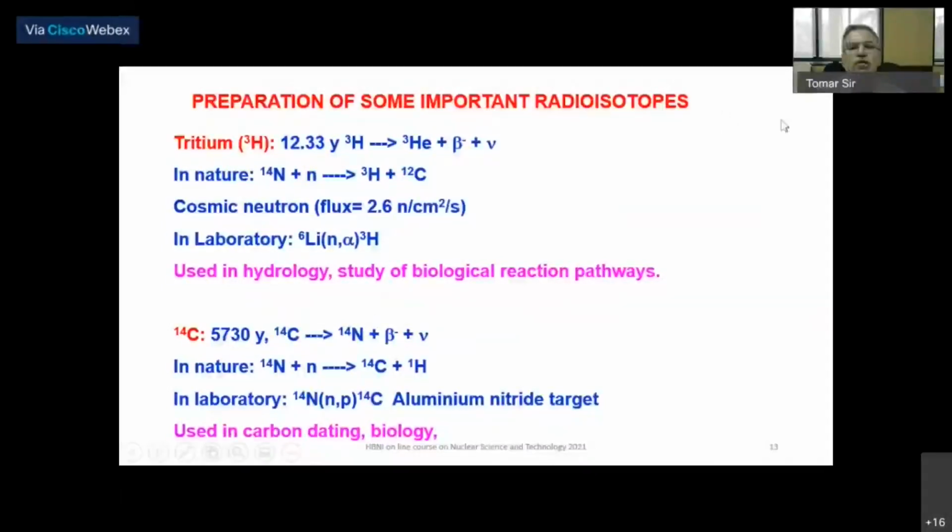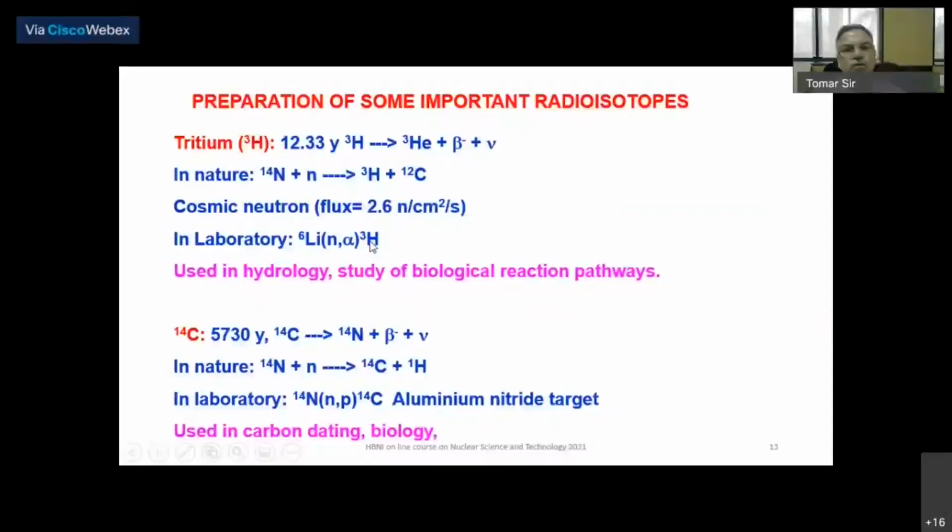So, preparation of some important radioisotopes, like tritium. Tritium is a very, very useful isotope. Half-life 12.33 years. Tritium decays by beta minus to helium 3. In the atmosphere, cosmic ray neutrons are bombarding nitrogen 14 to give you tritium. And the cosmic neutron flux is 2.6 neutrons per centimeter square per second. But if you want to produce tritium in the laboratory, then you can use lithium 6, put it in the reactor, and then lithium 6 (n,alpha), you can get tritium. And then you can separate tritium from the lithium compound very easily.